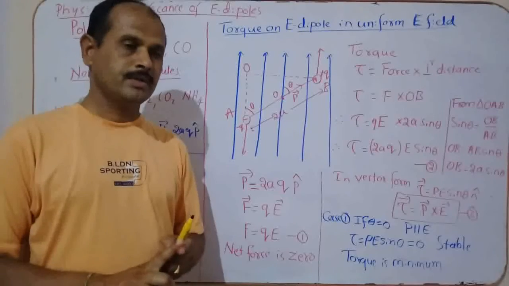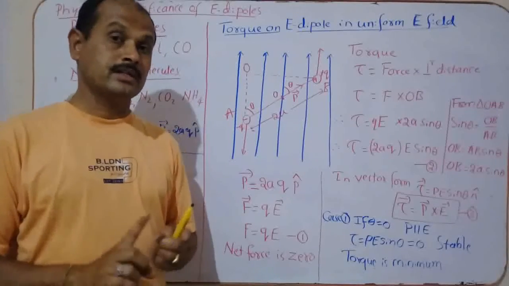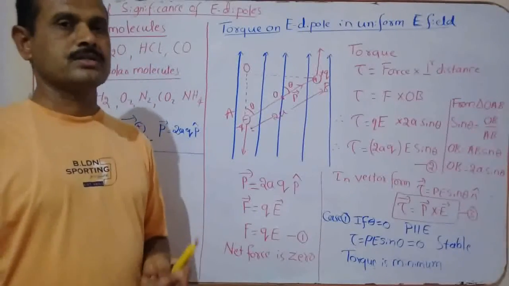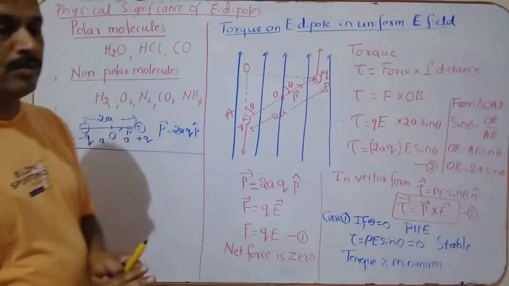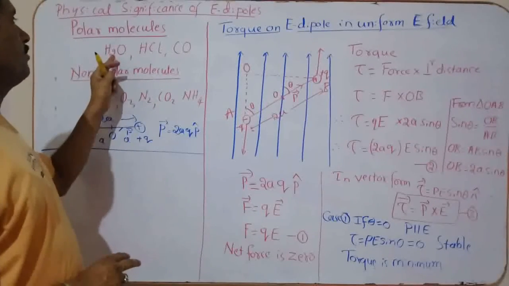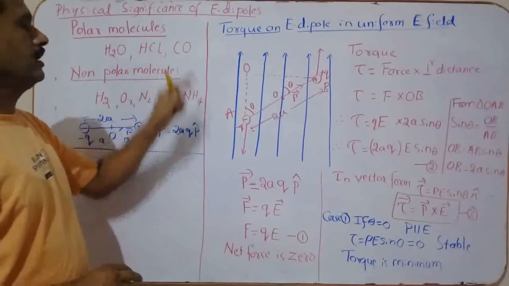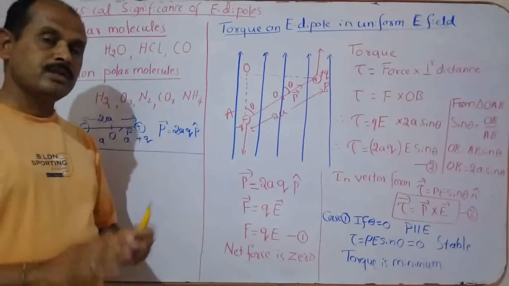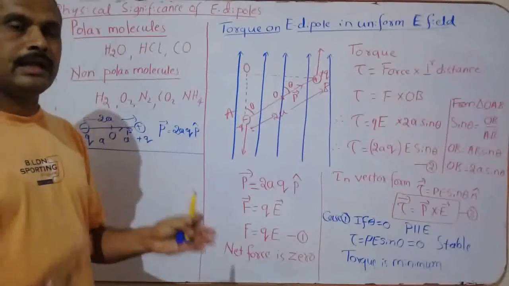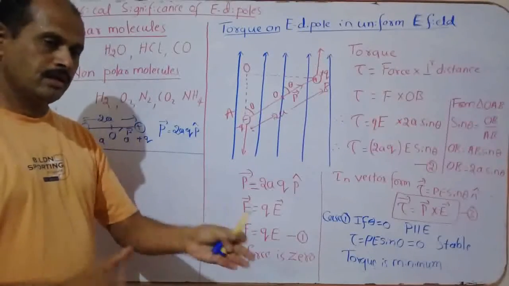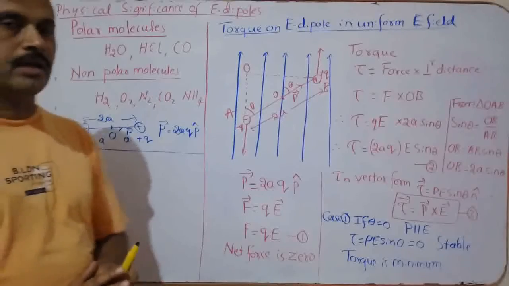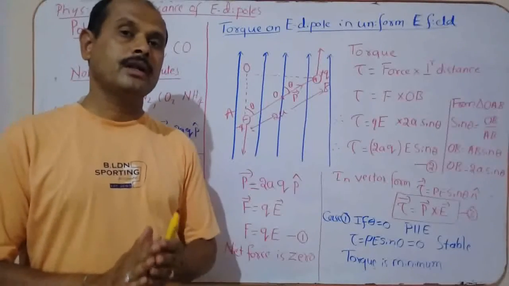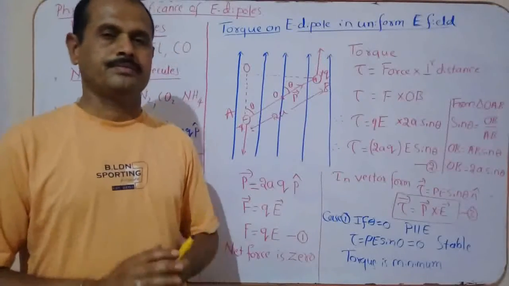Once again, repeat: the center of the positive charge and the center of the negative charge do not coincide. Such molecules are called polar molecules. Examples: H2O, HCl and carbon monoxide, CO. Polar molecules possess a permanent electric dipole moment. That means they act like a dipole, they have a permanent electric dipole moment.